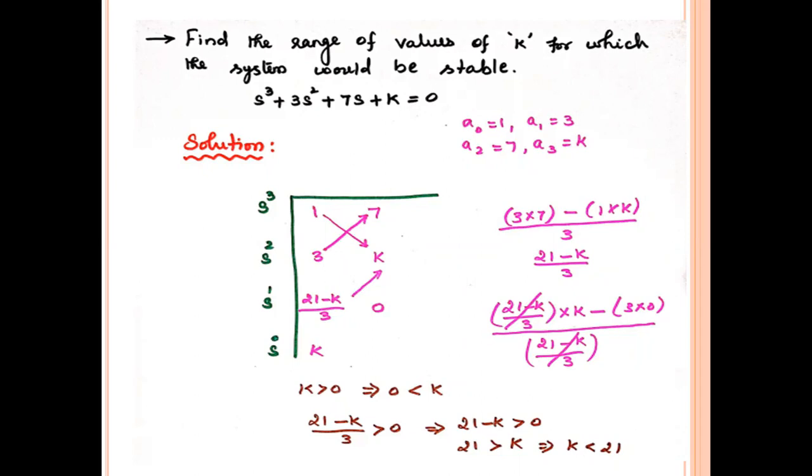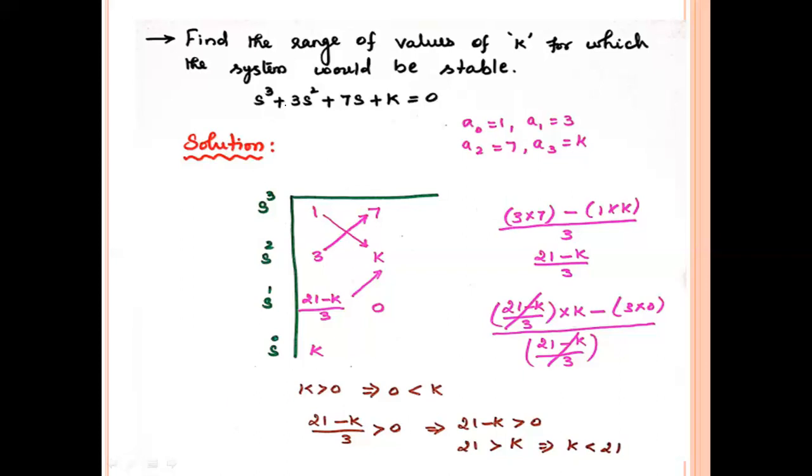Next step, you have to find out the coefficients of this characteristic equation. Now you see, the coefficient of s power 3 is a0, the coefficient of s square is a1, the coefficient of s power 1 is a2, and the coefficient of s power 0 is K, that is a3. So this is the coefficient of a0.